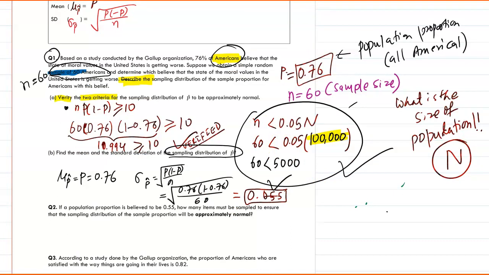And the second part of the question is to find the mean and the standard deviation. Again, describe means you have to do both things. If the question says describe, you have to verify the two criteria and find the mean and standard deviation.